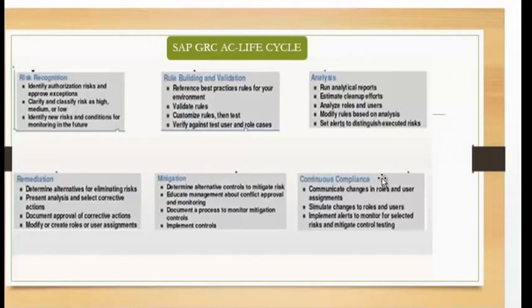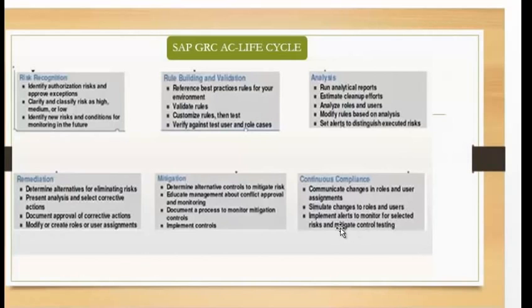Finally, we have the continuous compliance. Once everything falls in place, we have risk recognized, we have the rule which has been built, analysis phase done, we have remediated the risk, and whenever we could not remediate with proper business reasons, we have mitigated it. And finally, it comes to the continuous compliance process, which is to communicate changes in roles and user assignments.